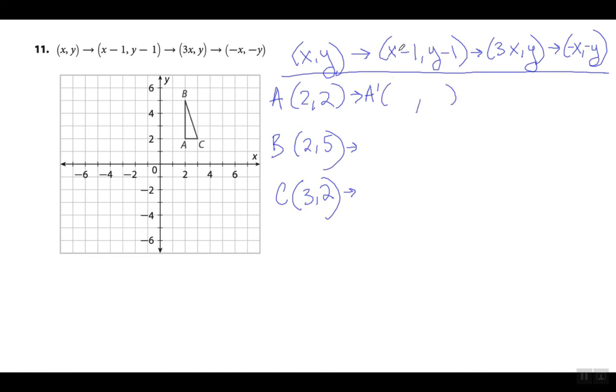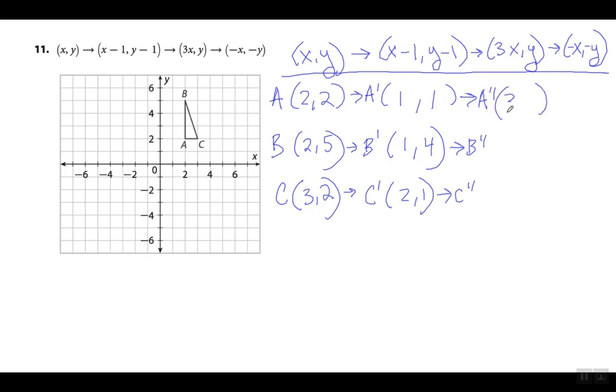Okay, so first thing I have to do is subtract 1 from the x coordinate as well as the y coordinate. So A prime is going to become 1, 1. B prime is going to become 1, 4. C prime is going to become 2, 1. I have to move quickly. Let's go. All right, A double prime, B double prime, C double prime. Now I have to multiply all the x coordinates by 3, and the y coordinate stays the same. Okay, 3, 1, 3, 4, and 6, 1. Look at that, we're almost done.